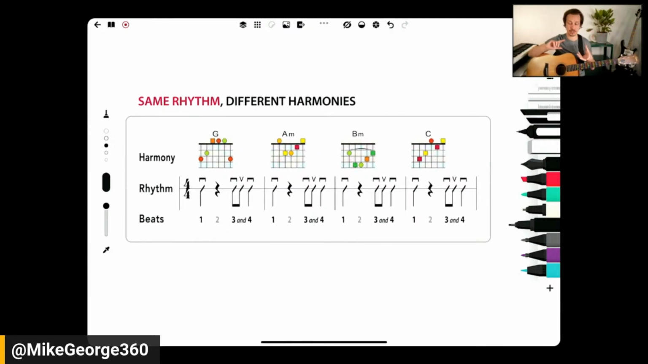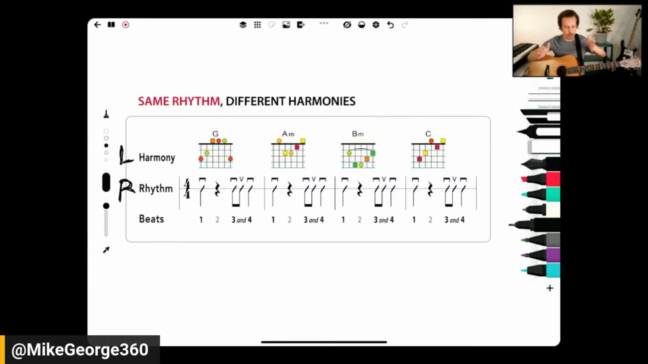Now we're going to switch things. Your left hand is going to play different harmonies. So now this hand is going to move between different harmonies in these two examples, but the right hand is going to get a feel for the same rhythm. We're going to play the same rhythm in both of the next exercises. Okay. So let's just focus on the left hand first.